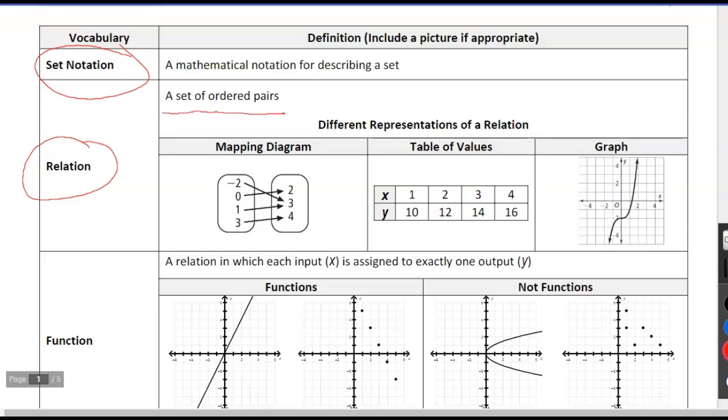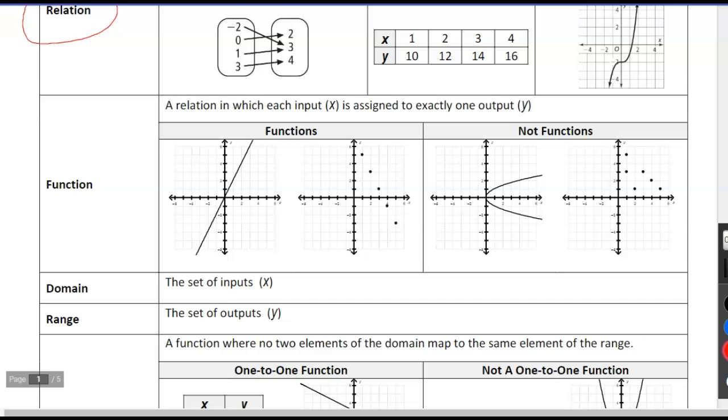Relations are a set of ordered pairs, and there's some different ways that we can do this. Mapping diagram, which maybe you've seen before. We know we've seen tables of values and graphs. We come down here, and we're going to talk about really when something is a function and when it is not a function. And some of this stuff will become more and more relevant as we get into some of the story problems and real world applications you'll be seeing in the days to come.